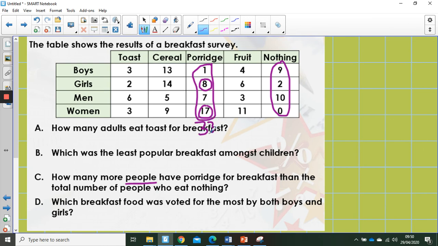33 porridge. Those that eat nothing, I've got 10, add 9 is 19, add 2 is 21. 21. So when I compare those and find out how many more people have porridge than the total number of people who eat nothing, I can then do a subtract calculation. 33 take away 21. 3 take away 1 is 2. 3 take away 2 is 1. The answer is 12.